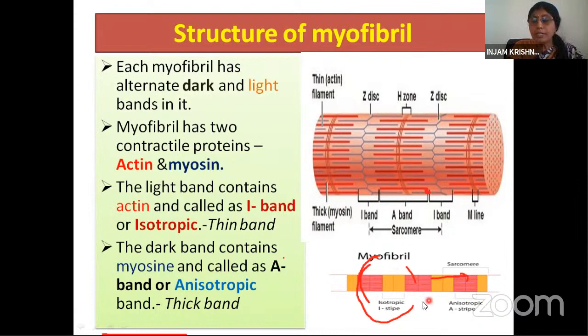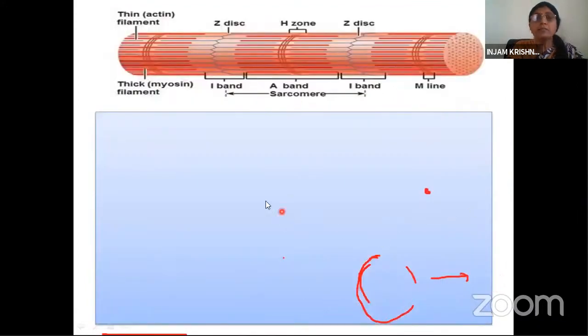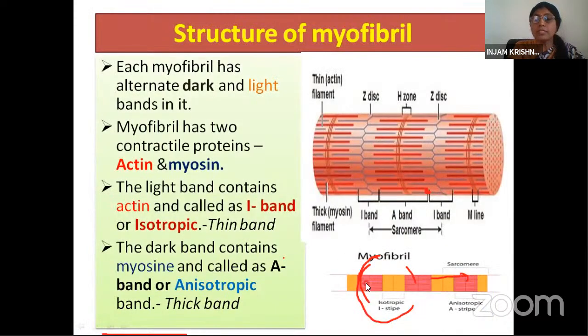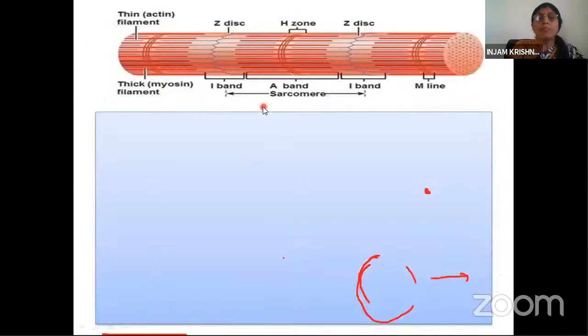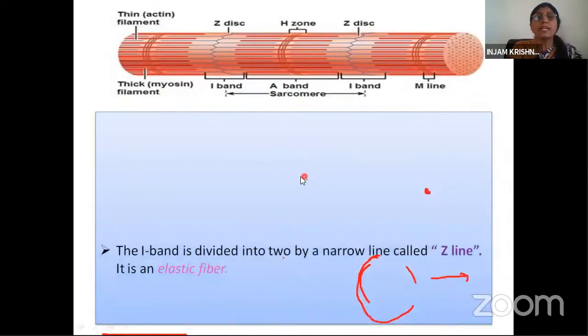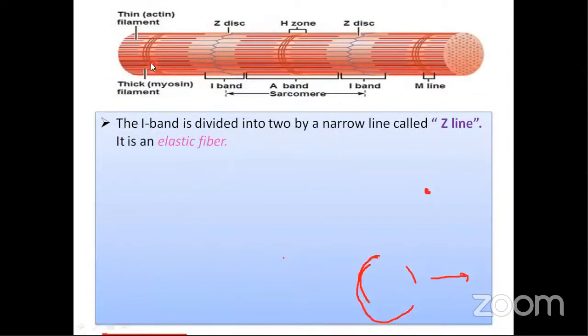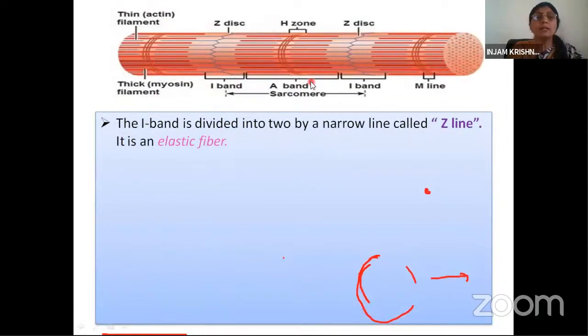Next, here see, it is the light band. It is the dark band. This is the light band, this is the dark band. That's why we call it a striated muscle. Yes, once again, here, this is the myofibril.